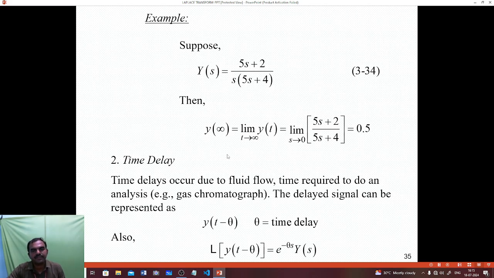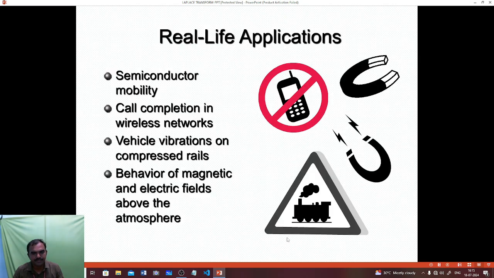Next, time delay. Time delays occur due to fluid flow, or time required to do an analysis. Example, gas chromatograph. The delayed signal can be represented as y of t minus theta, where theta is nothing but the time delay. L of y of t minus theta equals e power minus theta s, Y of s.